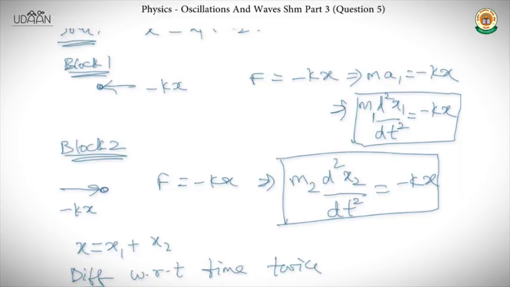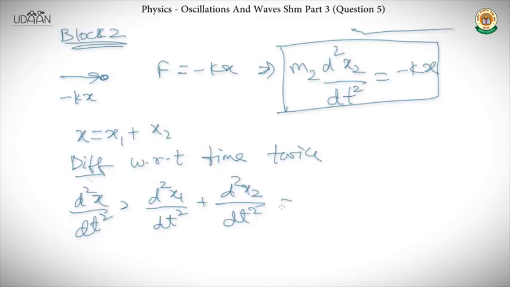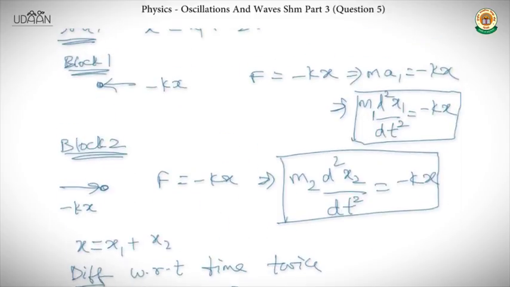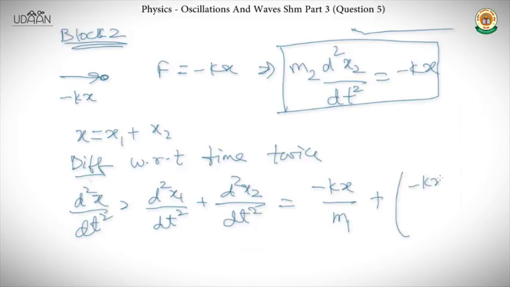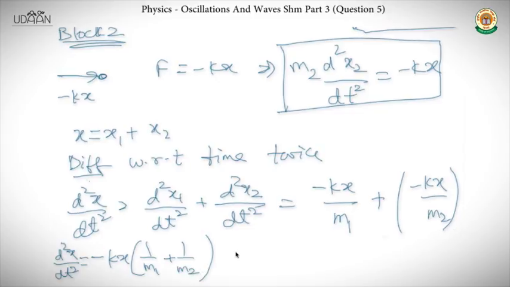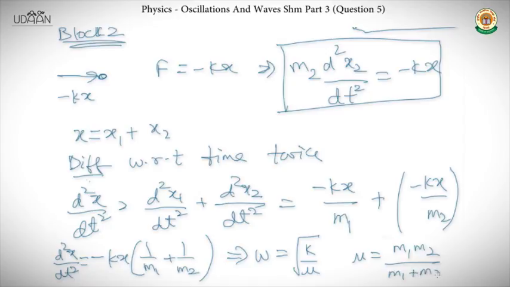d²x1/dt² is minus kx by m1. So what you get is minus kx by m1 plus d²x2/dt² is minus kx by m2. So what you have got is minus kx into 1 by m1 plus 1 by m2. So from here you get your omega as square root of k by mu, where mu is called the reduced mass, which is equal to m1 m2 by m1 plus m2.